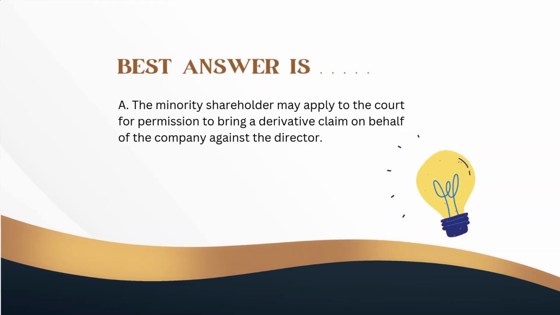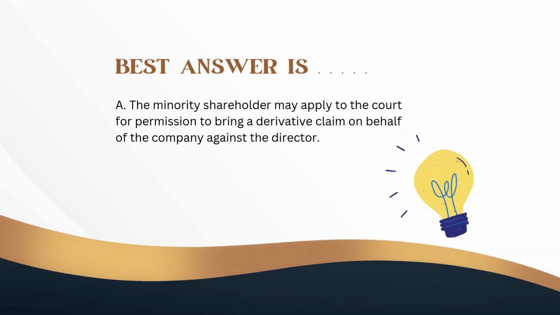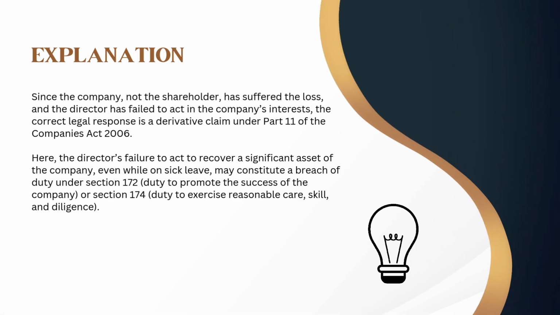The best answer is A. The minority shareholder may apply to the court for permission to bring a derivative claim on behalf of the company against the director. Since the company, not the shareholder, has suffered the loss, and the director has failed to act in the company's interests, the correct legal response is a derivative claim under Part 11 of the Companies Act 2006.